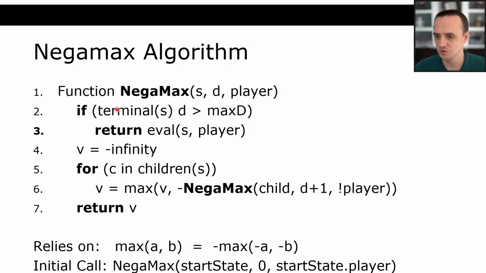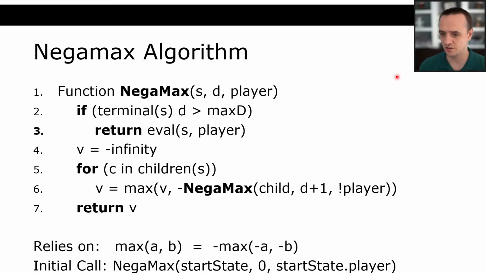So we have the same two lines up here, and here we only have a single check, and it's saying that we're going to take the maximum of the negative result of negamax. And that works out because the maximum of A and B is equal to the negative maximum of negative A and negative B. So please don't implement Negamax on your assignment.